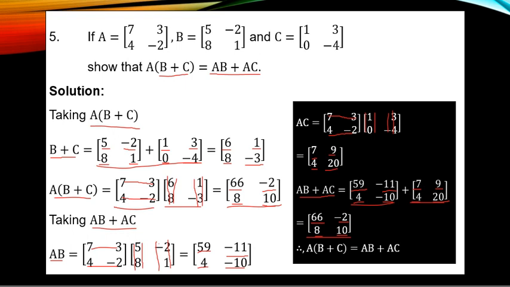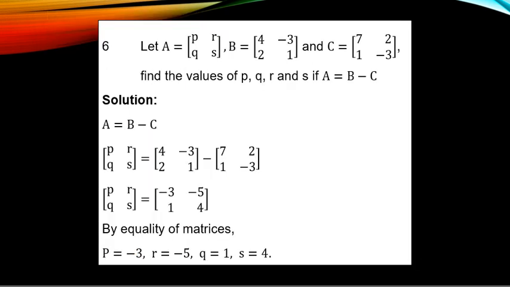So lastly, that's number 6. We have 3 matrices. The first one contains letters. The second and third have entries. Then you are asked to find P, Q, R, S if A is equal to B minus C. So this is what you are asked to look for. So matrix A is this now, this matrix B minus matrix C.